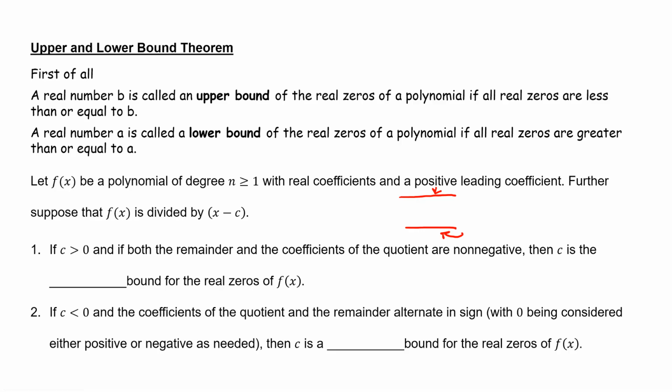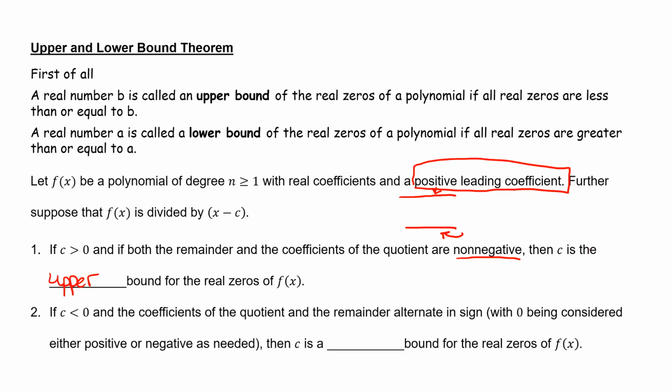All right, so let f of x be a polynomial of degree n greater than or equal to 1 with real coefficients and a positive leading coefficient. This is a condition that has to be true: you have to have a positive leading coefficient. And suppose that you are going to divide that polynomial by x minus c. In other words, when you're trying to see if c is a zero of the polynomial, you'll do synthetic division with the number c in the little bracket. If c is positive, so it's greater than 0, and if both the remainder and the coefficients of the quotient are non-negative, then c is an upper bound.